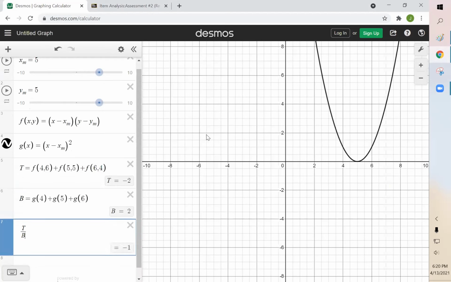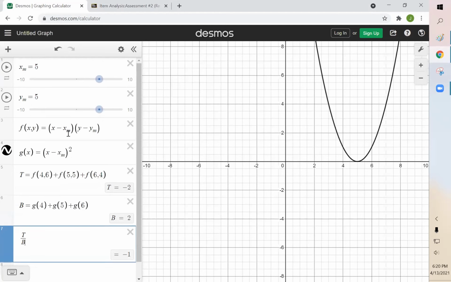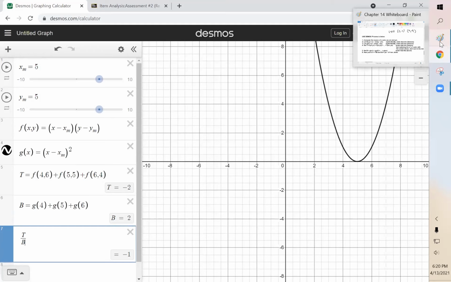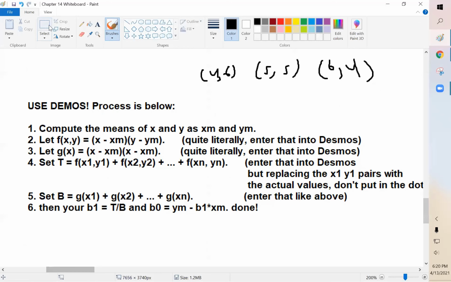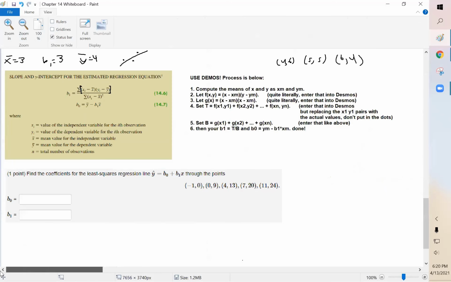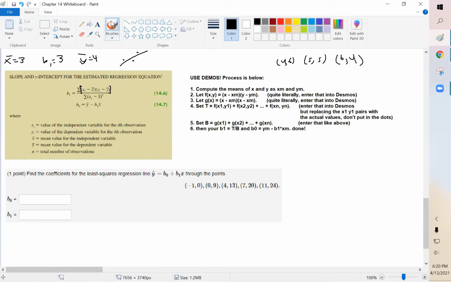At this point, it's very trivial. You just plug it into the formula. As long as you know how to enter it in here, you'll be good to go. Now, I'll give you an actual real example from the WebWork. So let me zoom out just a little bit. This one is straight out of the WebWork.